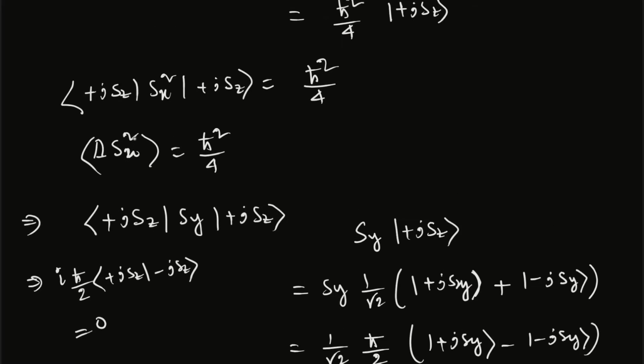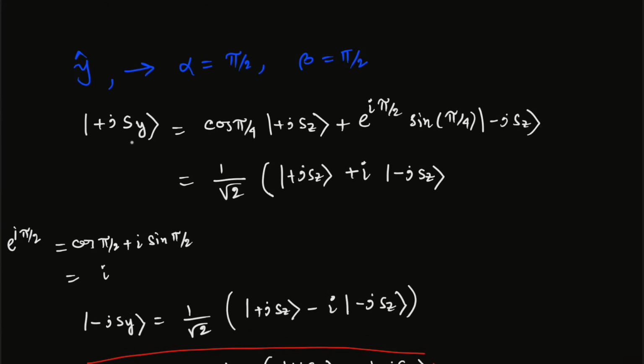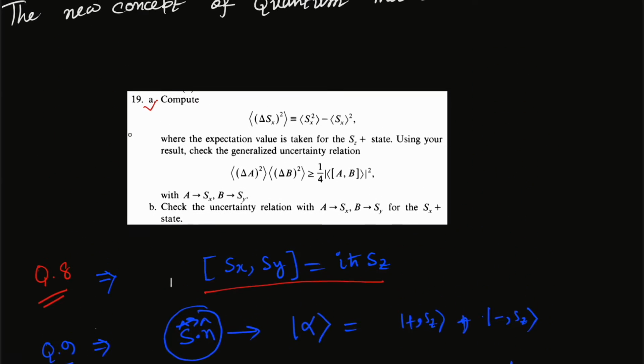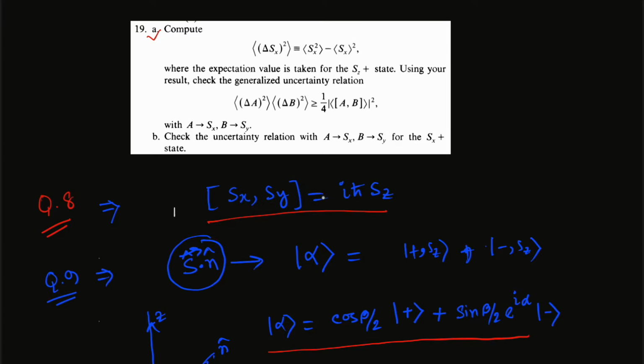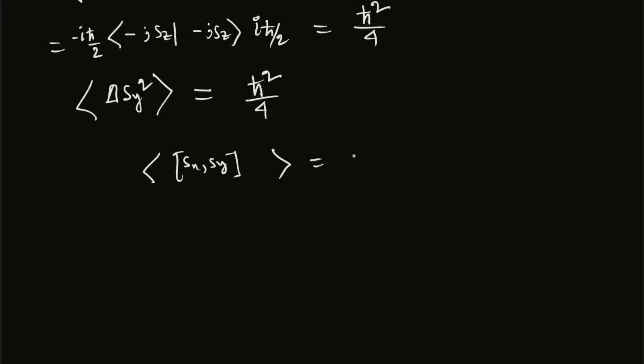Now let us calculate the expectation value of the commutator [Sx, Sy]. From the result of question 8 we know that [Sx, Sy] is equal to iħ Sz. That means it is equal to iħ times the expectation value of Sz, and we know that the expectation value of Sz on |+z⟩ will be nothing but ħ by 2. So here iħ into ħ by 2.